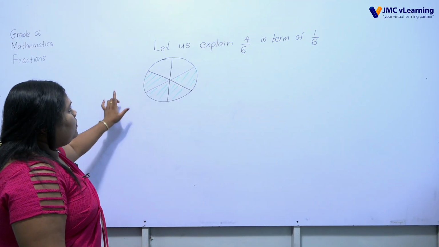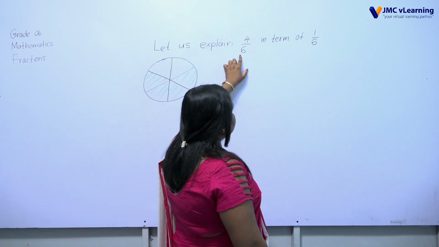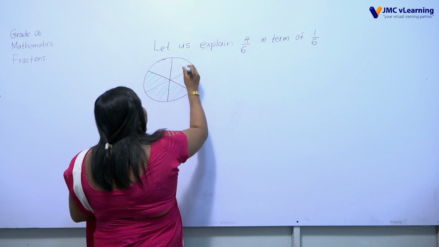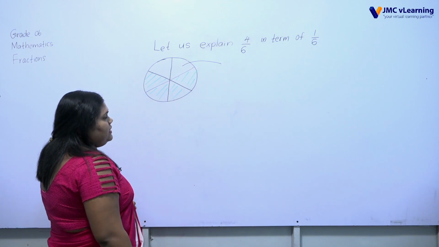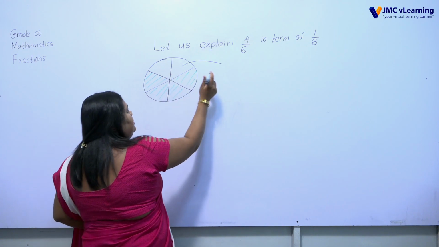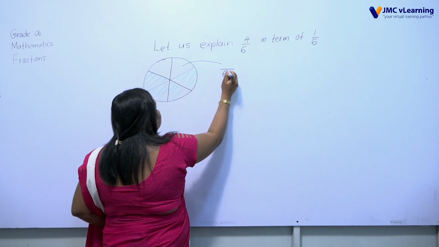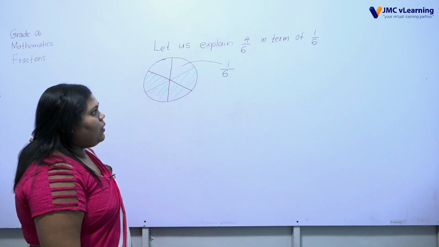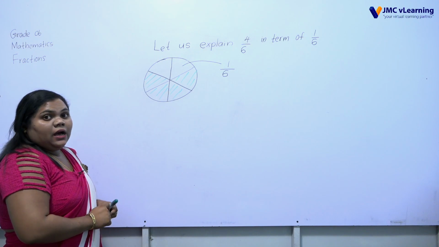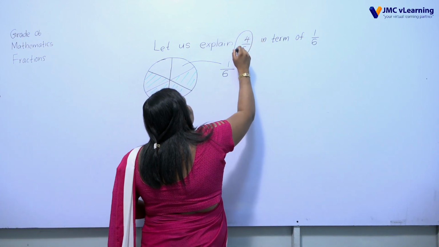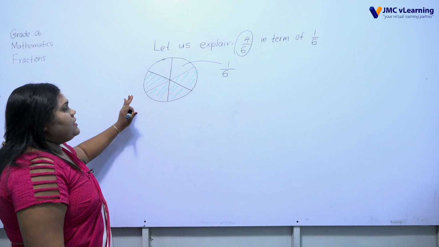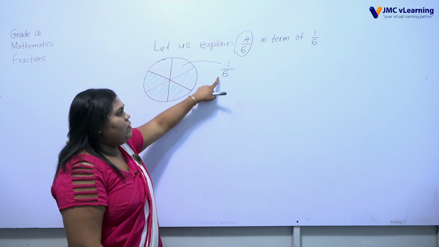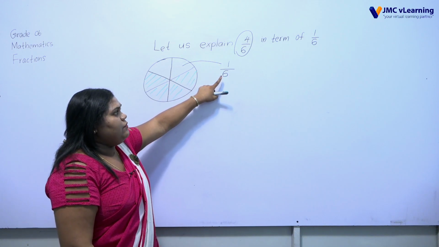Now let us explain 4 out of 6 in terms of 1 out of 6. Children, if I take one part from this, how can I write this one as a fraction? There are 6 parts and I took one part from it. So I can write this one as 1 out of 6. But now they ask 4 out of 6. I want to explain it using this 1 out of 6.